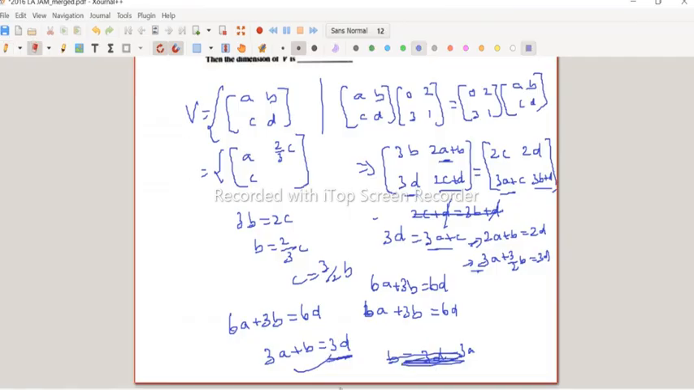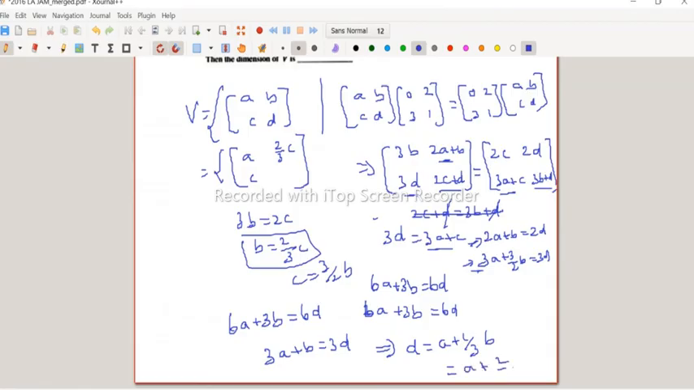Okay, now we eliminate D. So 3A plus B equal to 3D. Therefore, D equal to, we can divide by 3. From this, we get D equal to A plus 1 by 3 B. Again, substitute the B value. B is nothing but 2 by 3C. Therefore, this is equal to A plus 2 by 9C. Therefore, this D value I can write as A plus 2 by 9C.